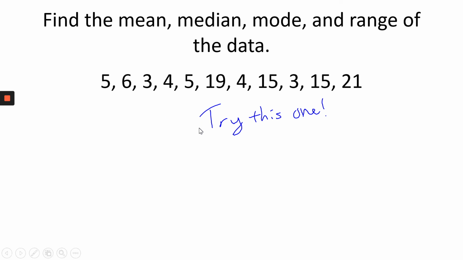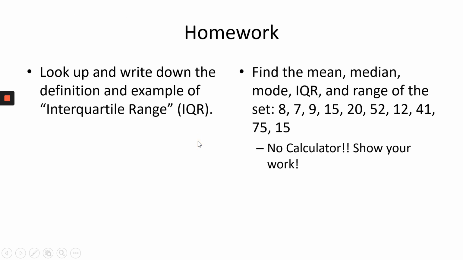Okay, hopefully you've had a chance to look at some of those questions. Your homework today has two pieces. You need to look up the definition and write down an example of what's known as the interquartile range. That's abbreviated IQR. We're going to use that in tomorrow's lesson, so make sure that you have a definition and an example. It may not make perfect sense right now, but please write them down.